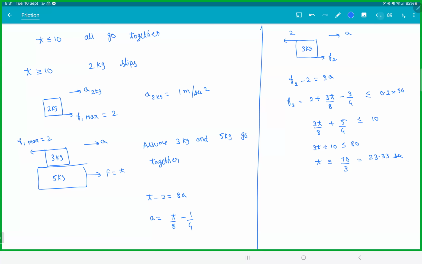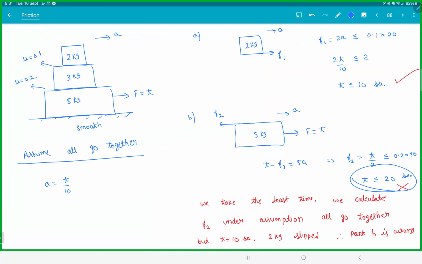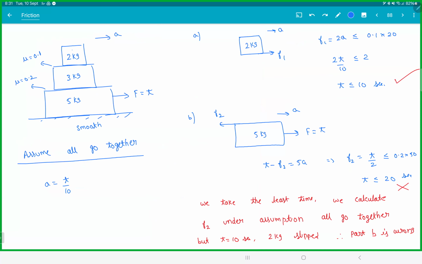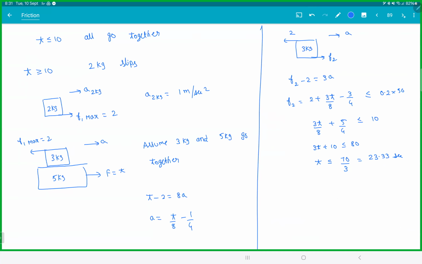Did you notice something? Previously, how much did you get? You got 20 seconds, right? But in reality, when were the 3 kg and 5 kg slipping? 23.33. Because this 20 you got under the assumption that 2 kg was still there. But the moment 2 kg started slipping, this whole thing went wrong. So the question is, when did 3 kg and 5 kg slip? Now, for T greater than 70 by 3, 3 kg and 5 kg slipped.